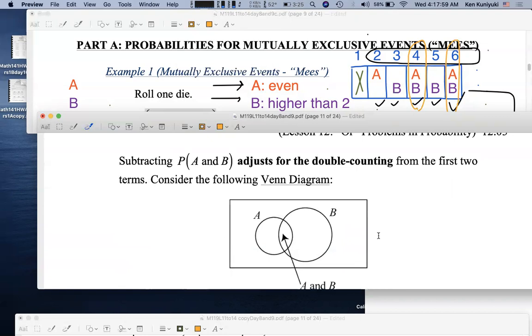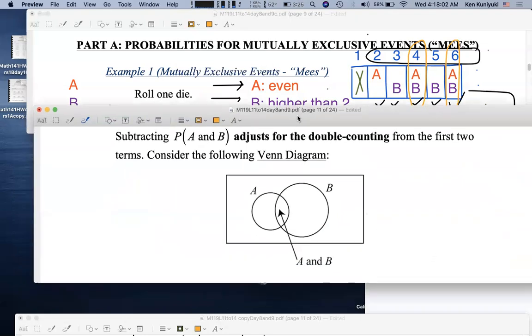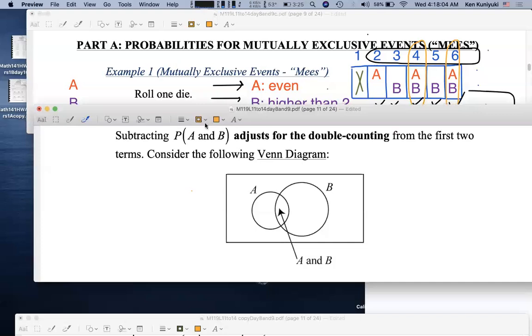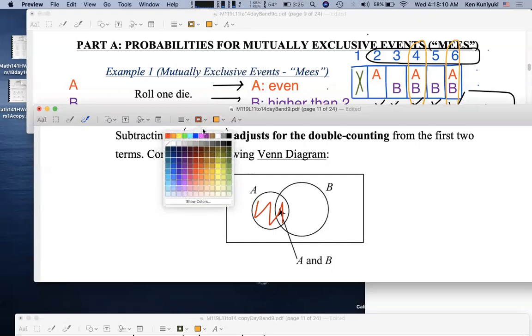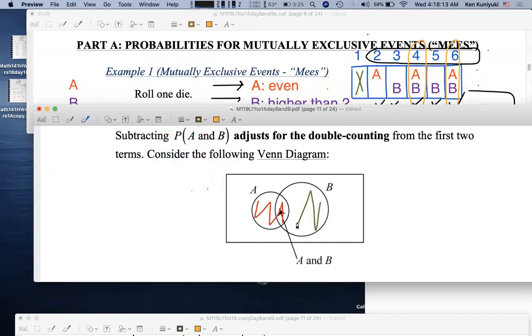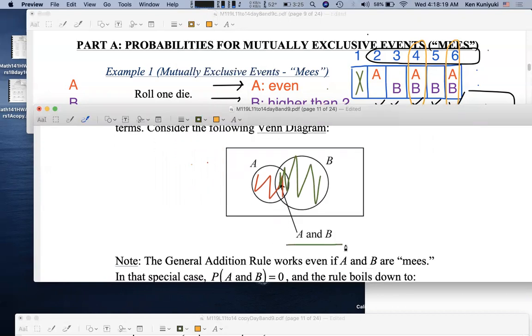Now, the Venn diagram can help out here, right? Because here's the deal. If you're adding P of A and P of B, the problem is that if they're overlapping, you're double counting this intersection or overlap, A and B. So in order to adjust for that, you have to subtract off the intersection piece once. You have to subtract off one of the colors, and then the other color still remains. We do want one of the colors to remain. It has to be counted, but only once, not twice.